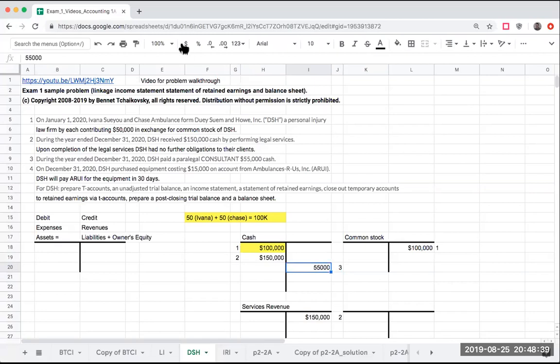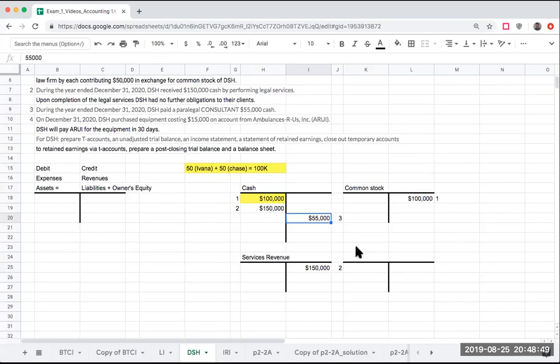Okay. And right over here, for every credit, I need a debit. What account do I want to debit? Consultant expense. So it's going to be consulting services expense. And Miyoko, why is it going to be consulting services expense? Why is that?